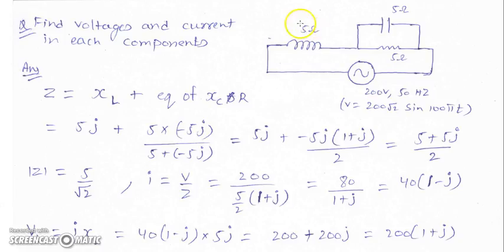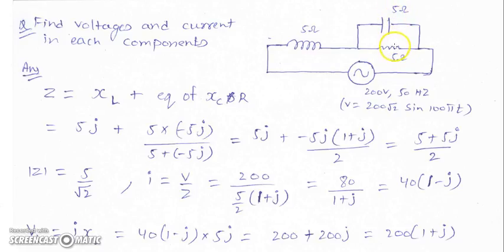So omega L is 5, so iota omega L will be 5 iota. And similarly, 1 by omega C is 5 as the capacitive reactance is 5, but 1 divided by iota omega C will be minus iota by omega C, which is minus 5 iota. Okay, so we get XL as plus 5 iota, XC as minus 5 iota, and R as 5.